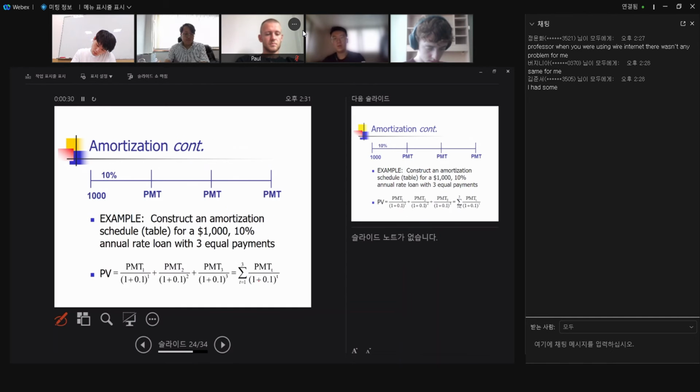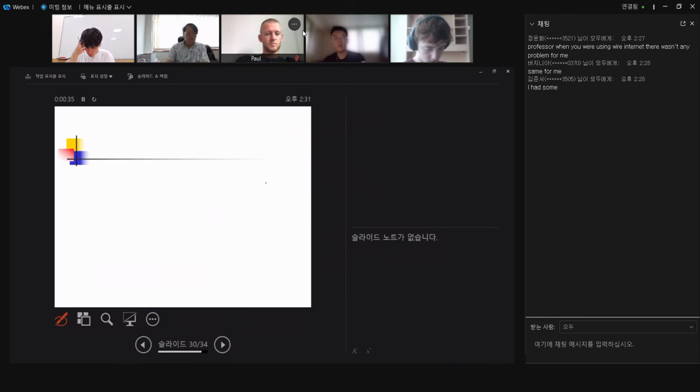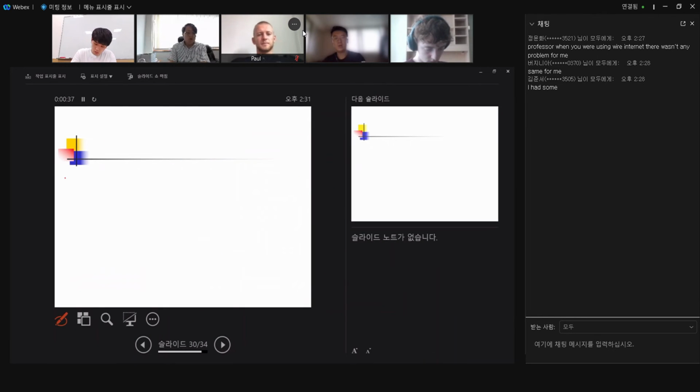In an ordinary annuity, we assume we receive the amount at the end of each period, right? How about the annuity due? We receive 100 at the beginning of the first period, 100 at the beginning of the second period, 100 at the beginning of the third period. So now we can compare the cash flow stream of an ordinary annuity versus an annuity due.